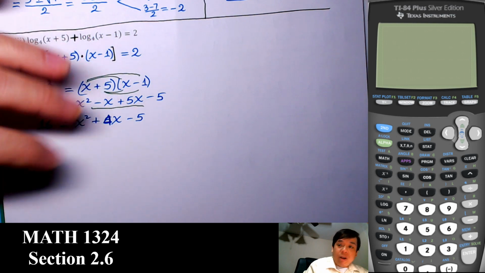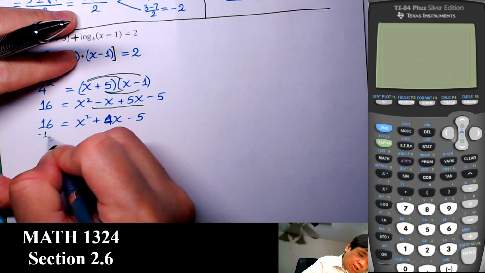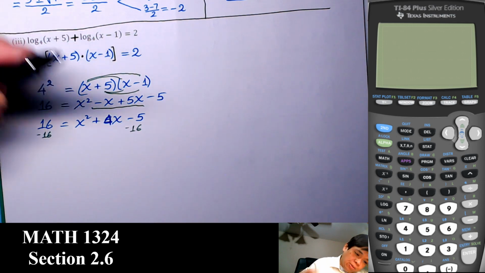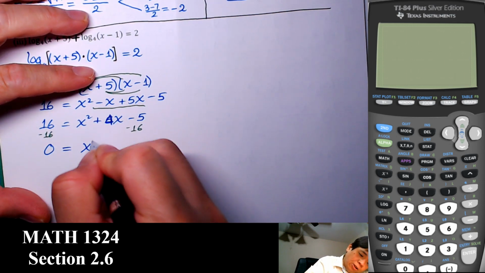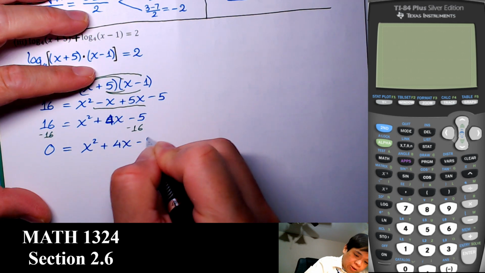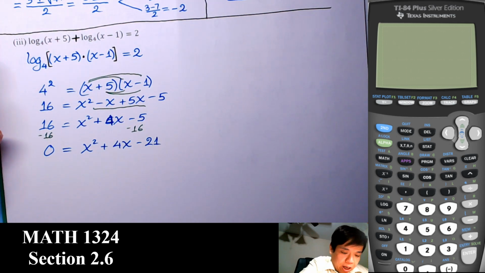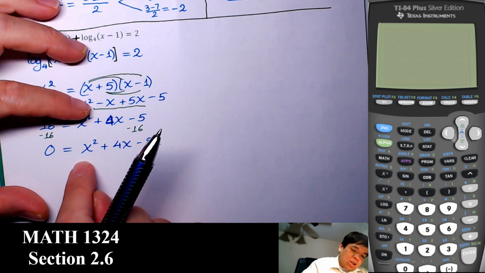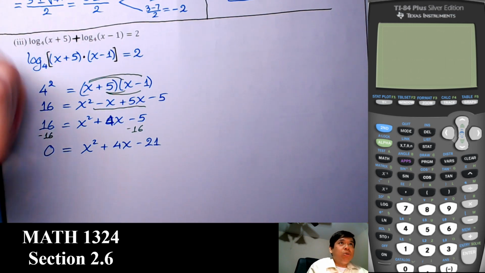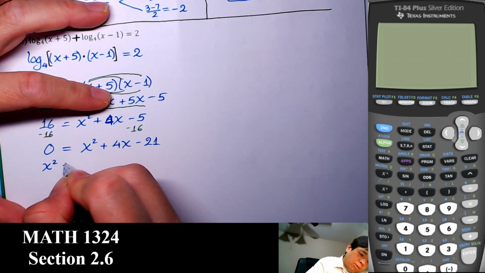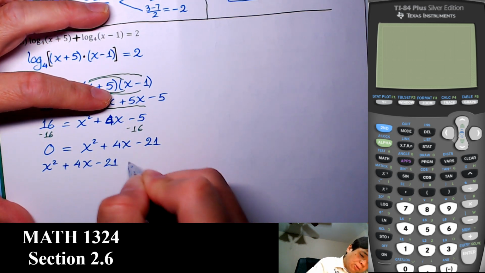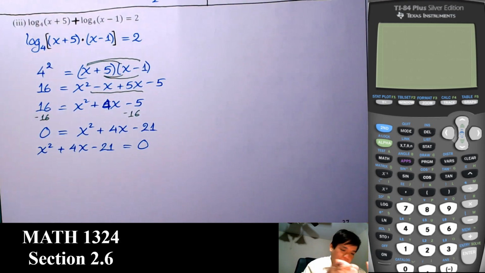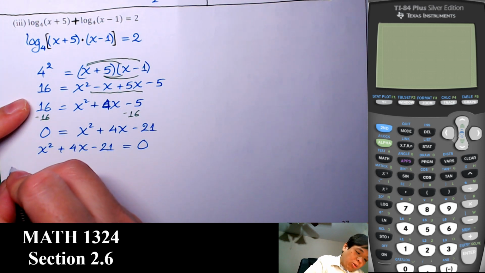Right. Now we can move everything to one side. And then of course, if you want to, you can rewrite this as x squared plus 4x minus 21 equal to 0. Since two sides are equal, we can just swap them, if that makes you more comfortable. Equation equal to 0. Right. Now again, a quadratic equation, that should be simple.